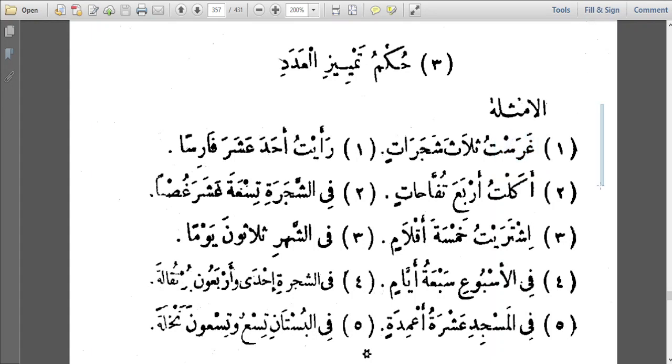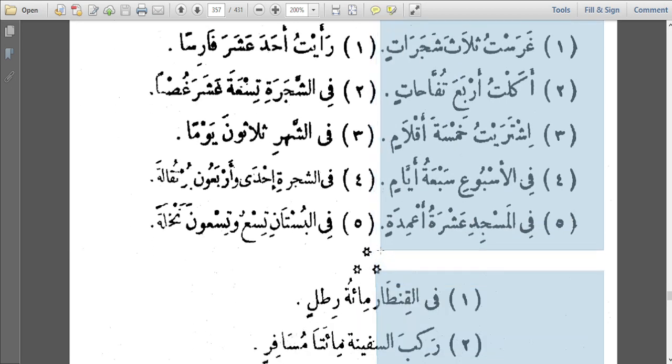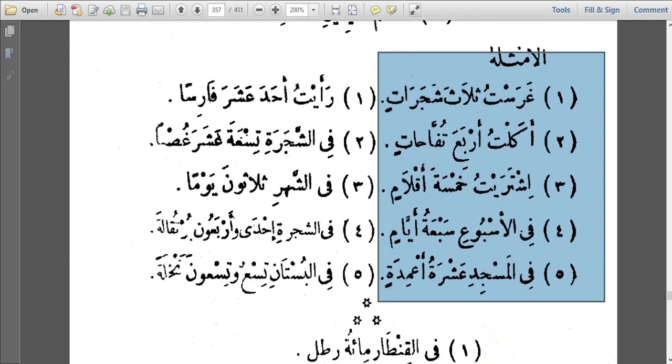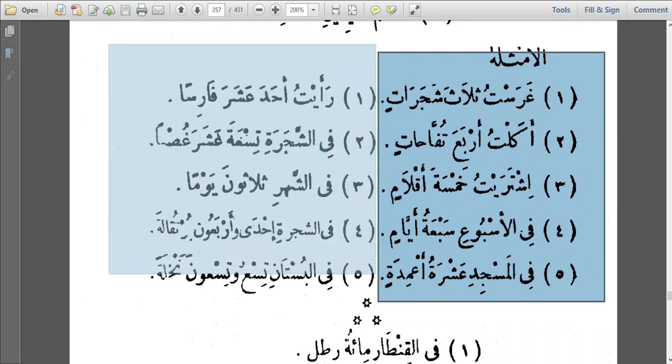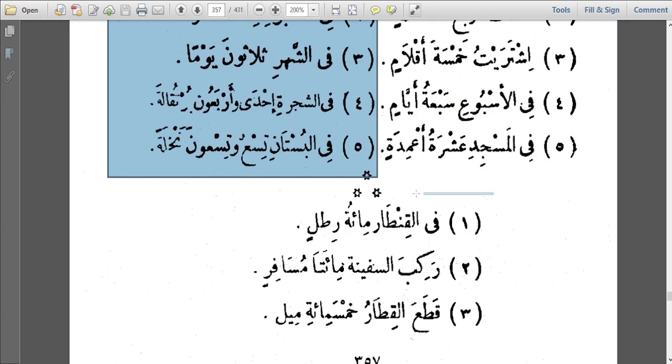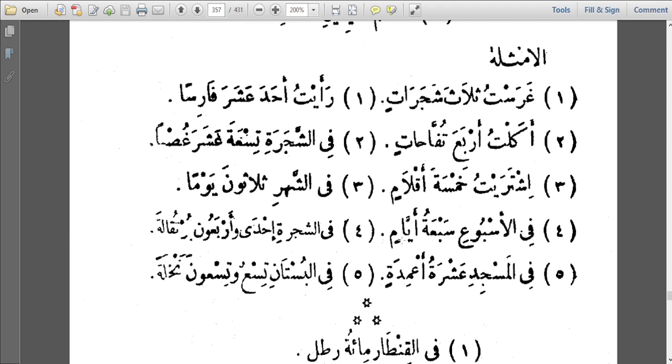So here is going to be one type of tamyiz. This part is going to be one type of tamyiz, and then also this part is one type before this and what comes below. It says akaltu arba'atu tufahatin, I ate four apples, tufahat, apples. Ishtaraytu khamsata aqlamin, I bought five pens. Fil usbu'i sab'atu ayyamin, in a week there are 7 days.